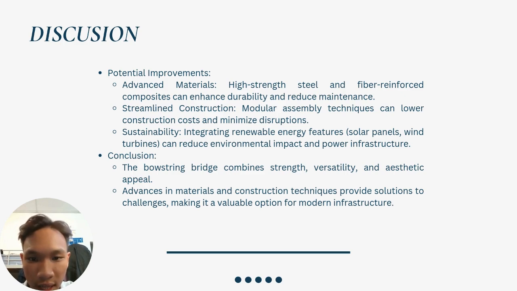Next, let's discuss the potential improvements. Advanced materials: high-strength steel and fiber reinforced composites can enhance durability and reduce maintenance. Streamlined construction: modular assembly techniques can lower construction costs and minimize disruptions. For sustainability, we can integrate renewable energy features like solar panels and wind turbines. This improvement can reduce environmental impact and also power infrastructure.